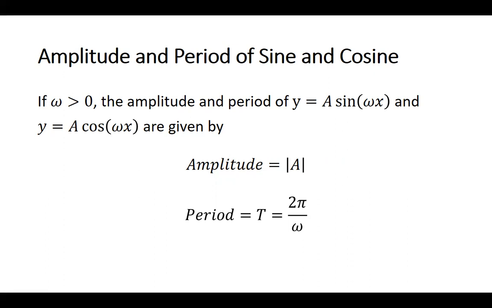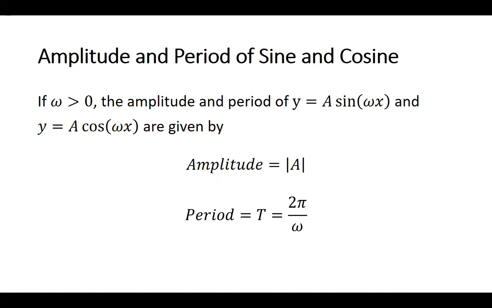Now, if you think about this, remember that omega is being multiplied by x. So when you do that, that would be a stretch or shrink in the horizontal direction. The higher the omega, or I should say, if omega is greater than 1, then it's going to shrink the graph. If it's less than 1, then it's going to stretch the graph.